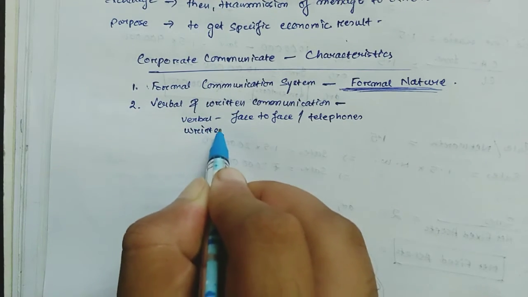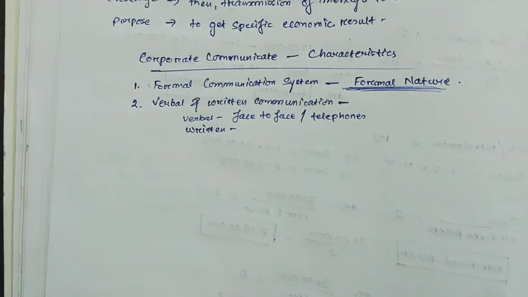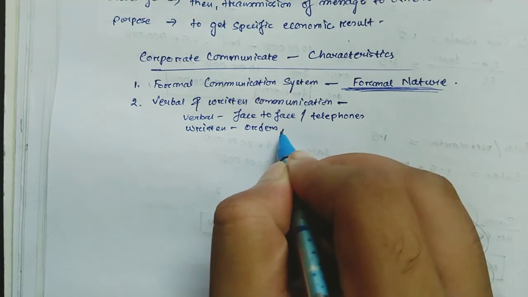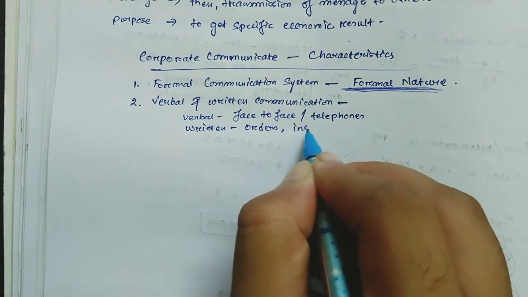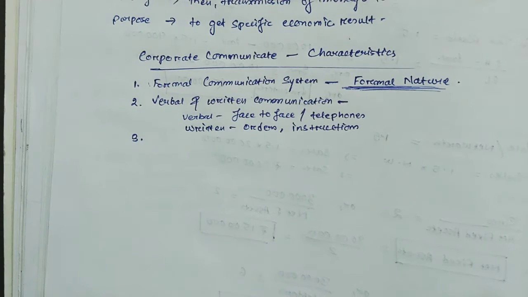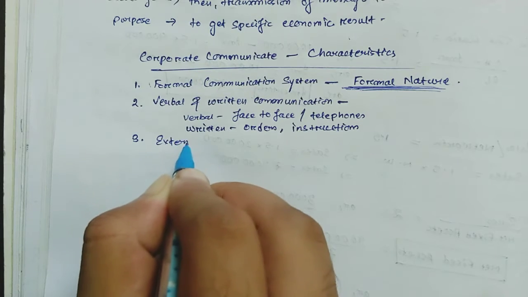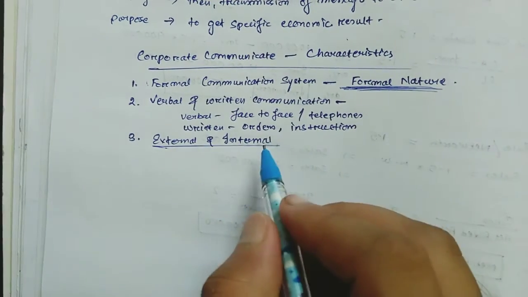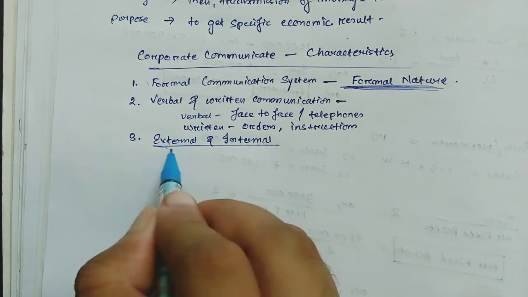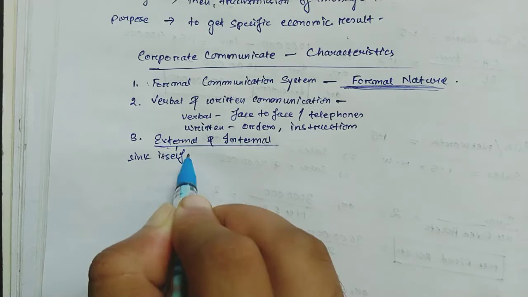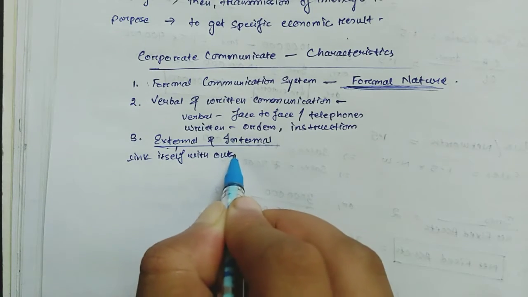written communication কোথায় দেখা যাচ্ছে, corporate communication কখন written-এ করা হয়, when orders are being passed down বা instructions are being given। Okay, what is the third characteristic of corporate communication? It is both external and internal। Okay, এবার external কোথায় কোথায়, whenever it has to link itself with outside world.